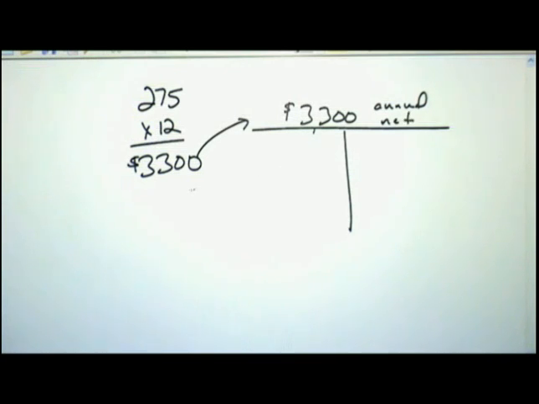Now I have to be careful here. It's earning 1% per month, so 0.01 times 12 months gives me 0.12. So in my rate, I put 0.12. If I divide my $3,300 by 0.12, I come up with a total investment or total value of $27,500.